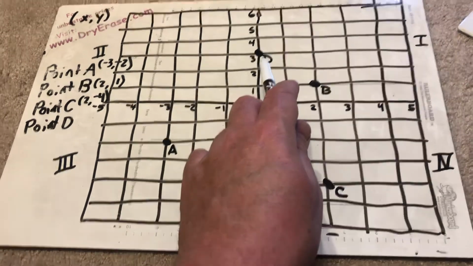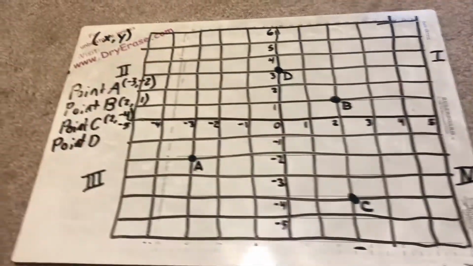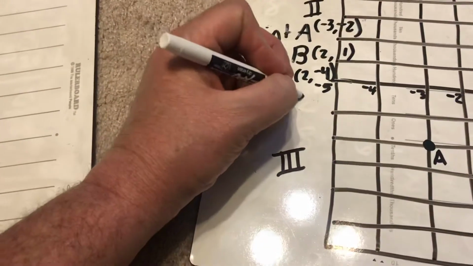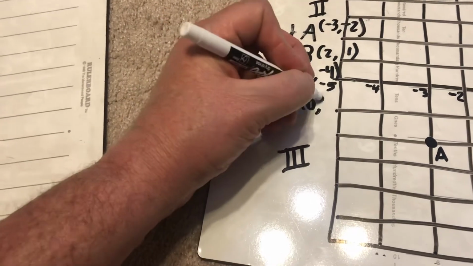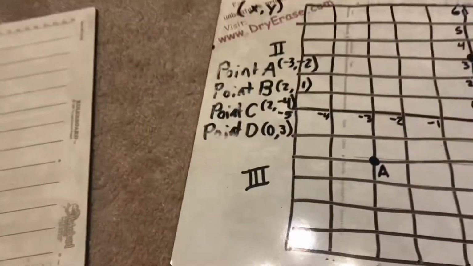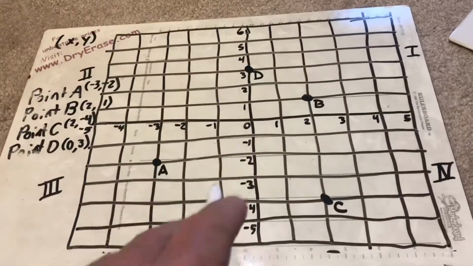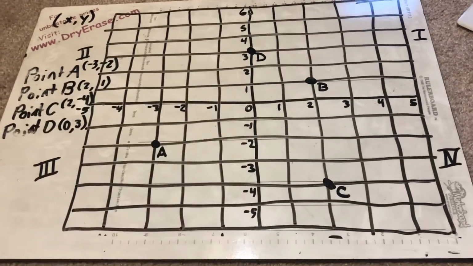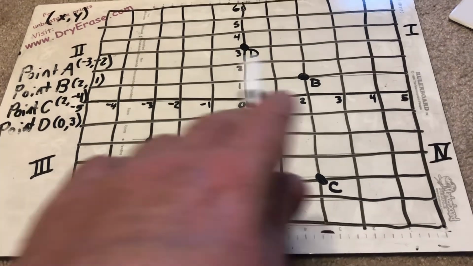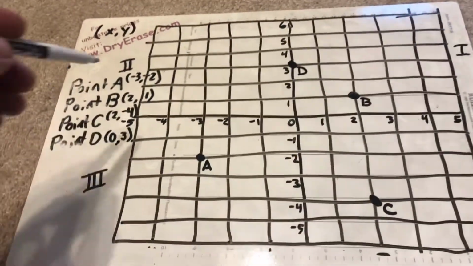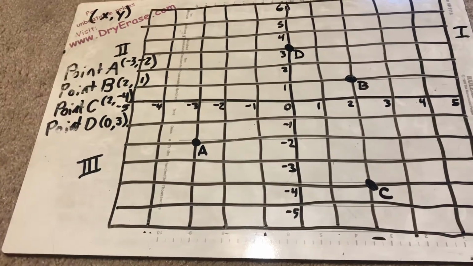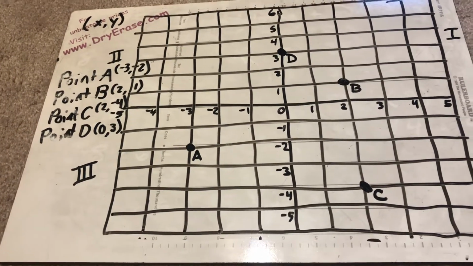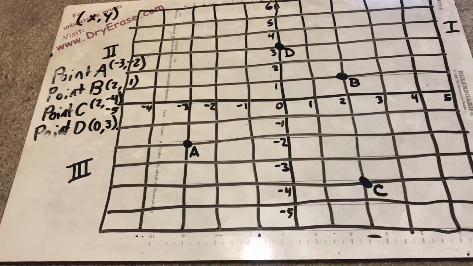And then I see that it goes up to 3 on the y-axis. My ordered pair for point D is (0, 3). And on the first part, that's all you do. You're going to look at the graph. The graph is going to have ordered pairs labeled on it, or going to have points marked on it. It's going to be your job to write the ordered pair. And it's going to tell you to write the ordered pair corresponding to the point.